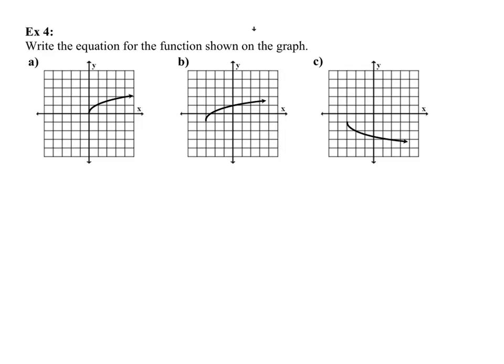All right, write the equation for the function shown on the graph. Whenever you're looking at a wave-like graph, that's going to be a radical, or in this case a square root. So this is simply f of x is equal to the square root of x. All right, now look at what happens here. This is my starting point, 0, 0, but what happened? It shifted back 3 units and went down 1.